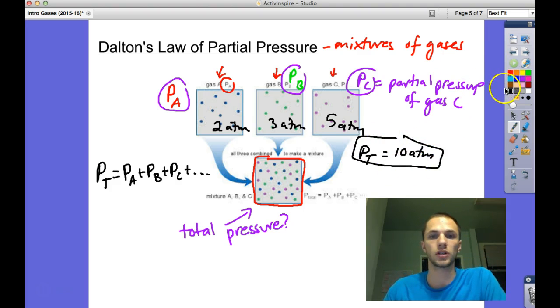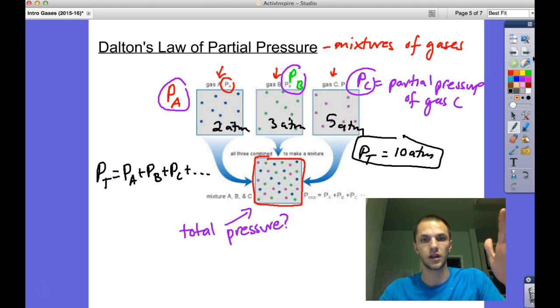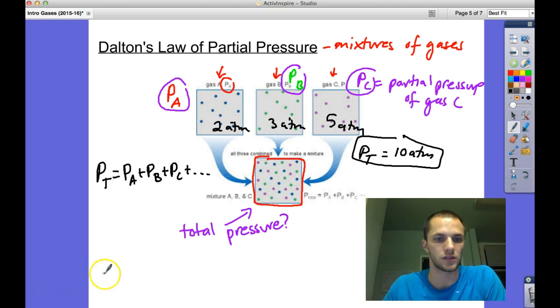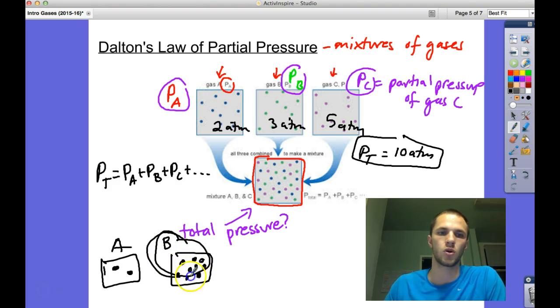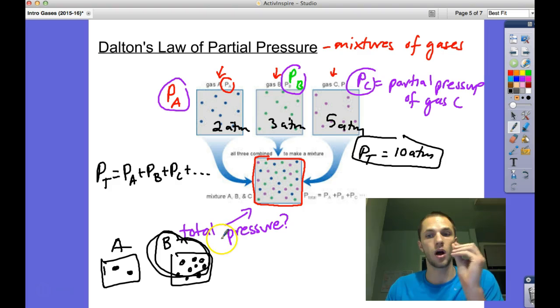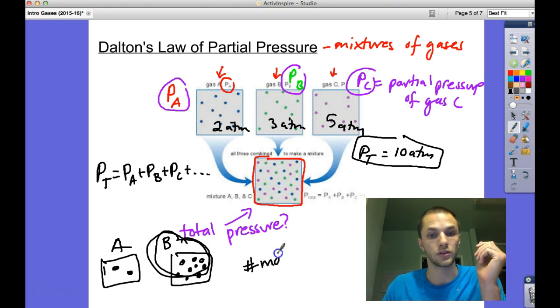Now, as we talked about earlier, pressure is a result of collisions. If there are more collisions, the pressure is going to increase. Well, what's one way you can have more collisions? Let's think about a simple analogy. Here's a balloon with 2 molecules in it. Here's one with a lot more. Which box is going to have more collisions out of A and B? B, clearly, because there's more molecules. So the number of molecules, or the number of moles, is going to affect the pressure.